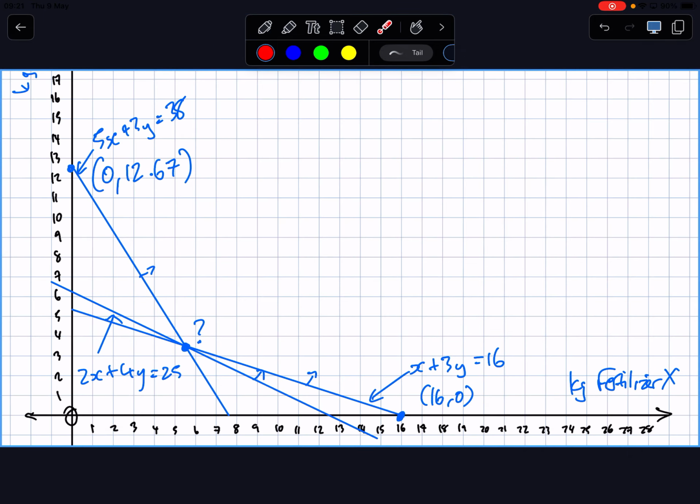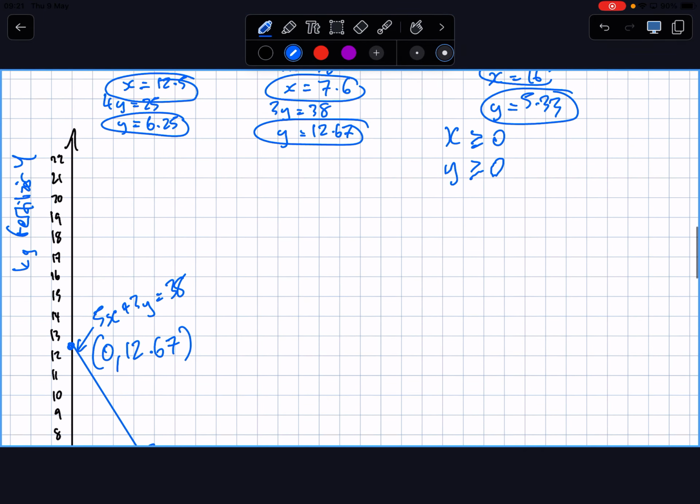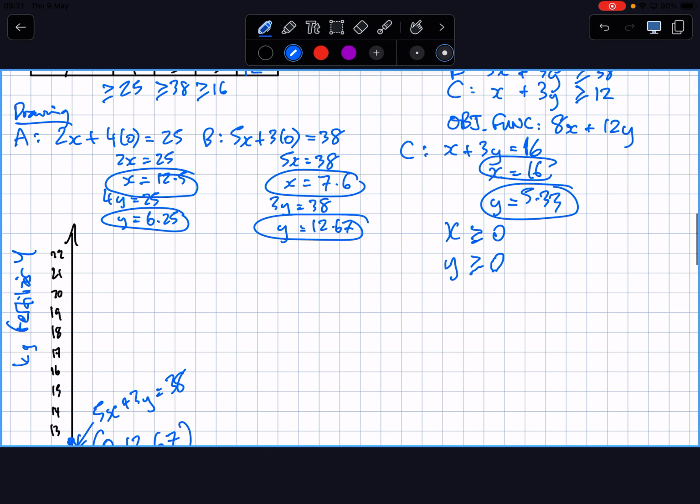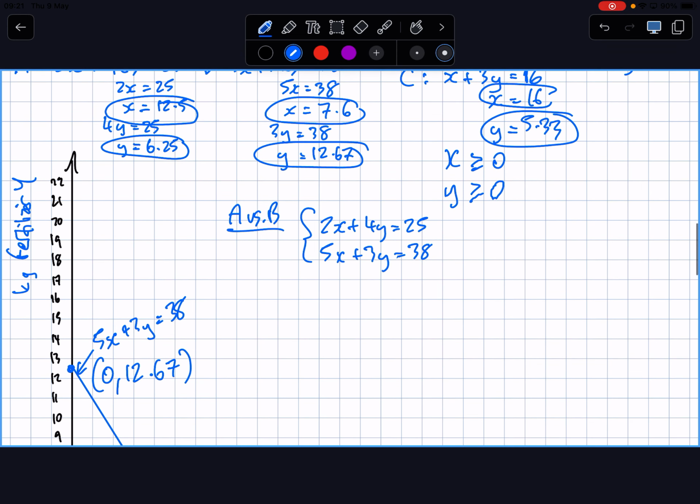Well, I do simultaneous equations for each pair of lines. So I'm going to do A and B. A versus B. What is the equation of A? How do I indicate simultaneous? Curly brackets. So 2x plus 4y is equal to 25. And B was 5x plus 3y equals 38. Someone remind me, how do I solve this by elimination? Any ideas?